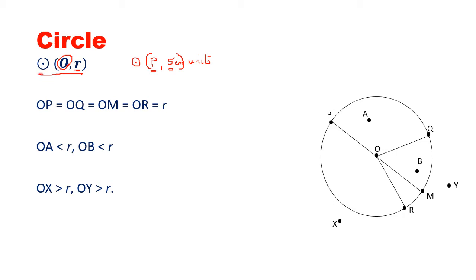This is the sign of the circle. Then in the bracket you write the center of the circle, comma, the measure of the radius. Now you see here OP, OQ, OM, OR, they all are equal, which is the radius.